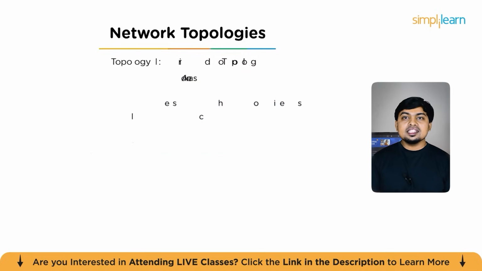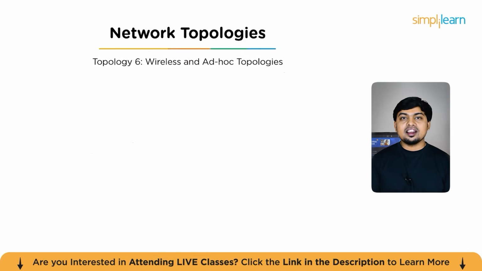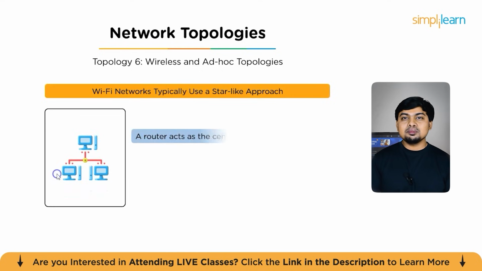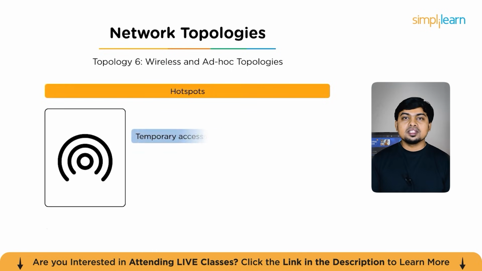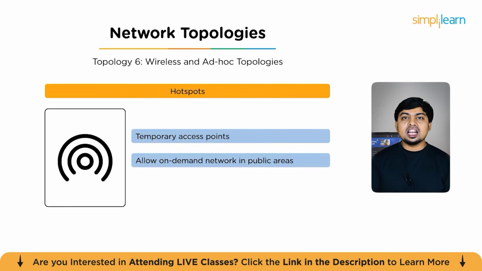Now, wireless and ad hoc topologies are our next topic of discussion. With wireless networks, the concept of topology expands beyond cables. Wi-Fi networks typically use a star-like approach. A router acts as a central node. Devices like phones and laptops connect to it wirelessly. Next is hotspots. It's a temporary access point. It allows quick, on-demand network formation in public areas.